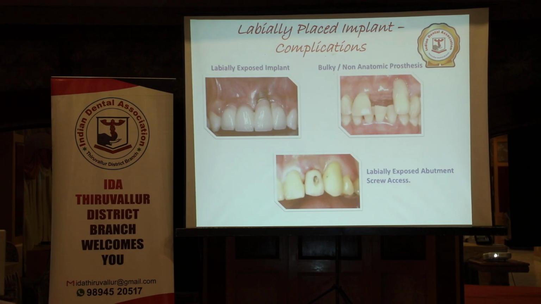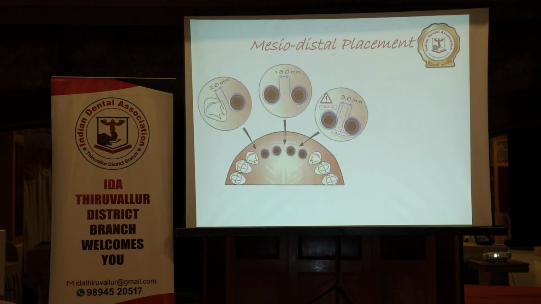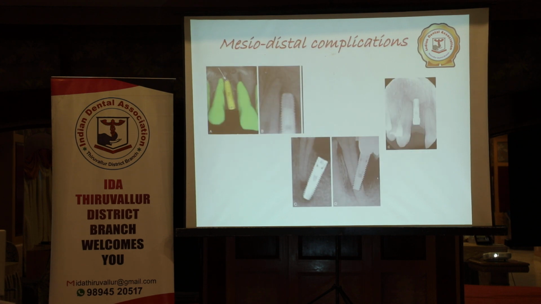So all these three cannot be compromised. The mesial-distal placement, obviously with the next adjacent teeth, should be at least 2 mm away, and between two implants there should be 3 mm of space between these adjacent implants. Why? Not to impinge on the anatomical structures, as well as for a better emergence profile. So these are all mesial-distal complications.